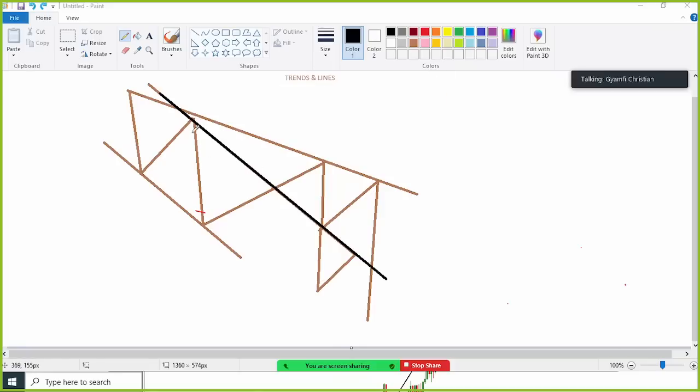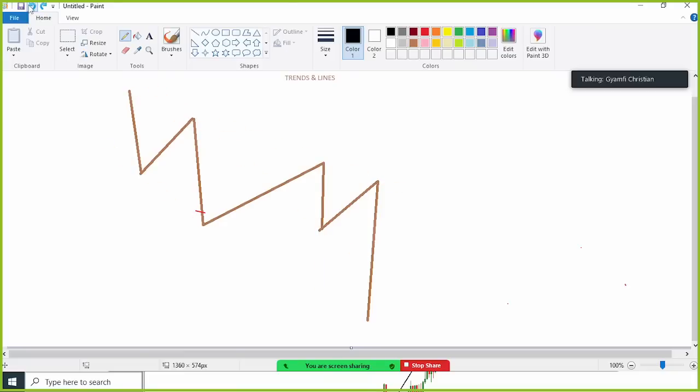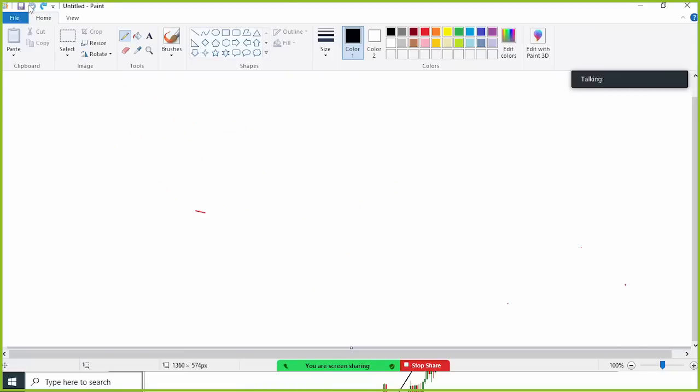Yes, so that's the reason why you need to draw your trend lines accurately. So now let's look at how we can draw trend lines very well without missing. So without missing, let's put down a few points.